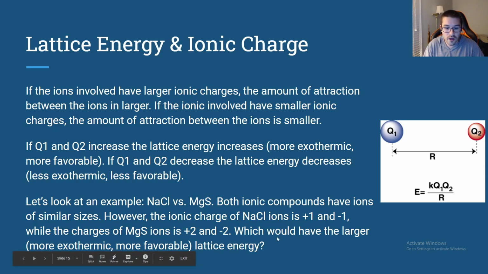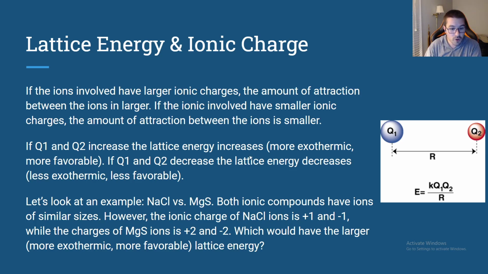So which one is going to have a larger, more exothermic, more favorable lattice energy? Well, Q1 and Q2 are both bigger in the magnesium sulfide situation, so we would expect that if the charges are bigger, there's more attraction, so the lattice energy is going to increase. It's more exothermic and more favorable. Is that true? Well, let's look at the numbers here.